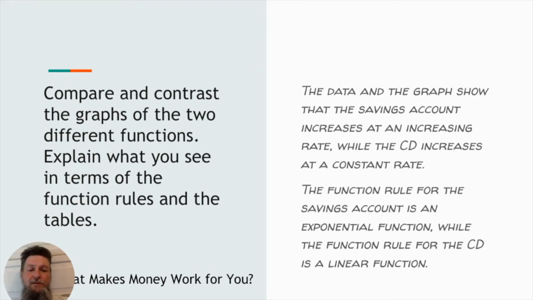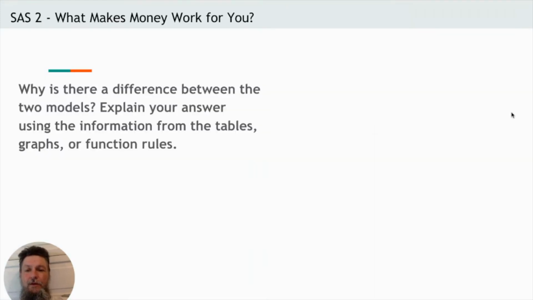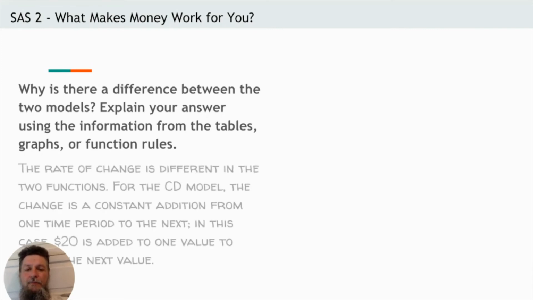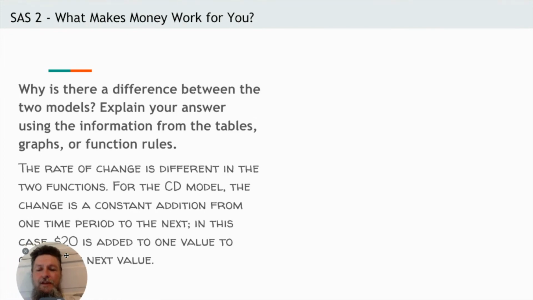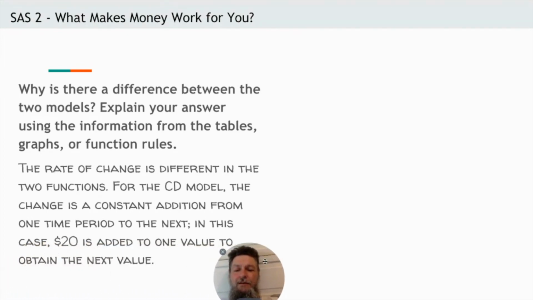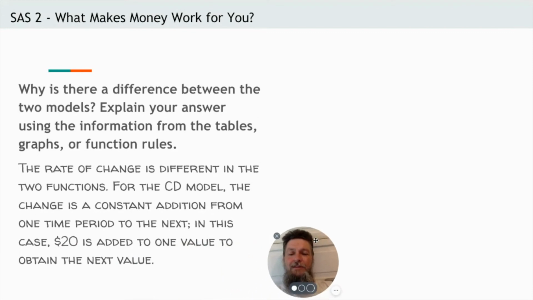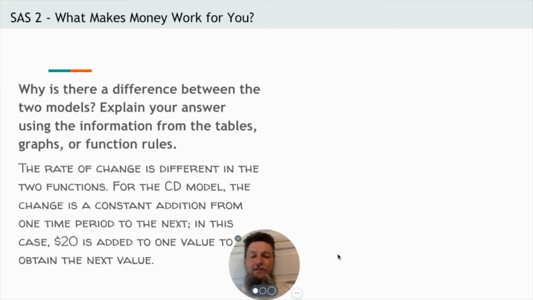So the function rule for the savings account is exponential, and the function rule for the CD is linear. Why is there a difference between the two models? And explain your answers using the information from the tables, graphs, or function rules. Okay, so the rate of change is different in the two functions. For the CD model, the change is constant addition from one time period to the next. In this case, $20 is added to one value to obtain the next value.